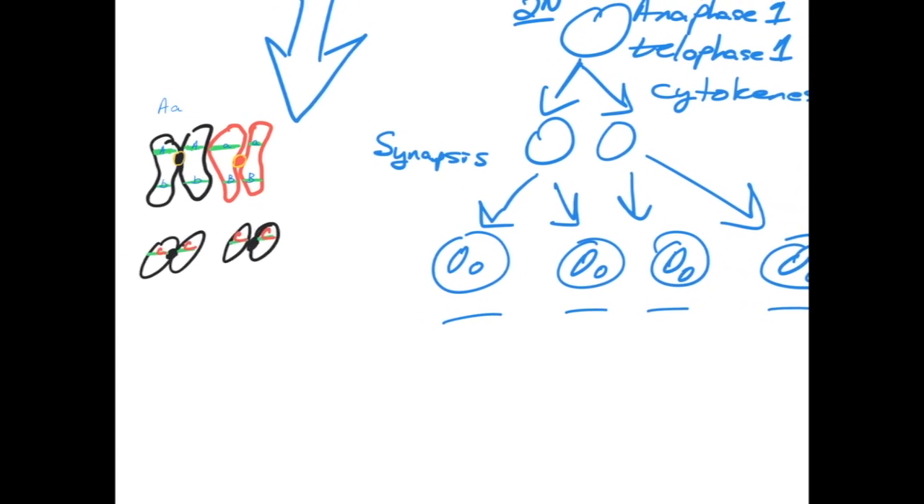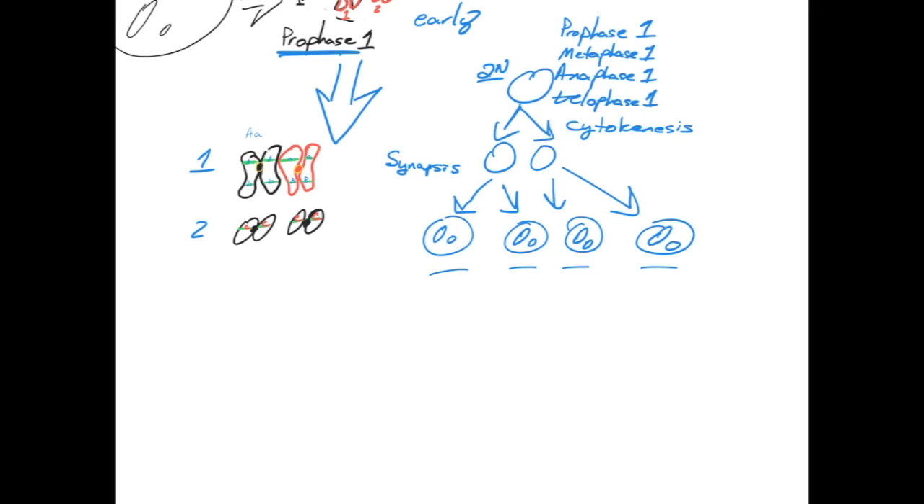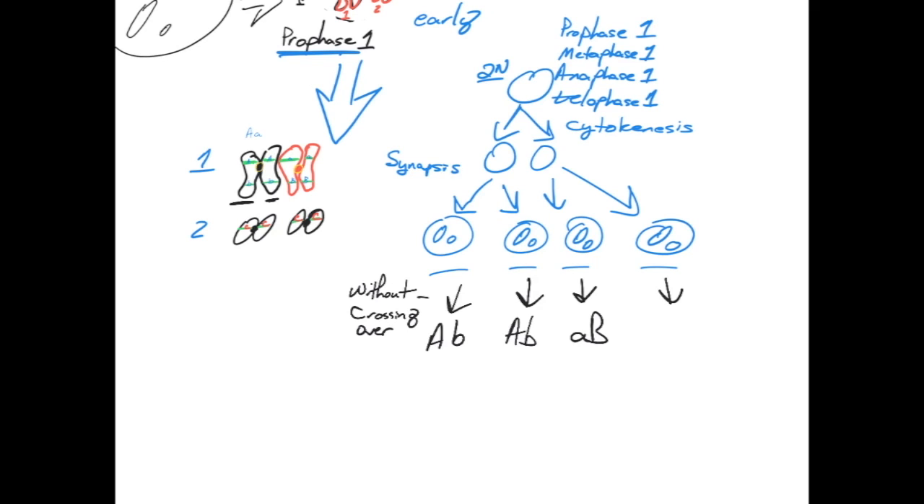Little A, yes. So what are the four possibilities right now without thinking about crossing over? What are the possible combinations you could have? Big A, little B, do you agree? That's this one. You can have another one. This one then could be what? Big A, little B again, right? That's this one here. Does everybody agree with me so far? Yes. And then the next one's going to be little A, big B, and the next one's going to be little A, big B. So there's basically two different kinds of sperm or two different kinds of eggs that you can produce. Do you agree?